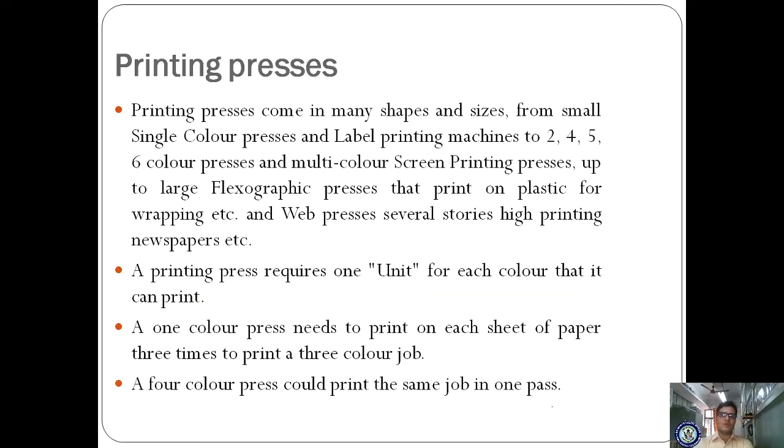It comes in a range from small single color presses and label printing machines to 2, 4, 5, 6 color presses and multicolor screen printing presses, up to large flexographic presses that print on plastic for wrapping, etc., and web presses several stories high printing newspapers. If you see these web presses, they consist of several stories high printing newspapers, etc.